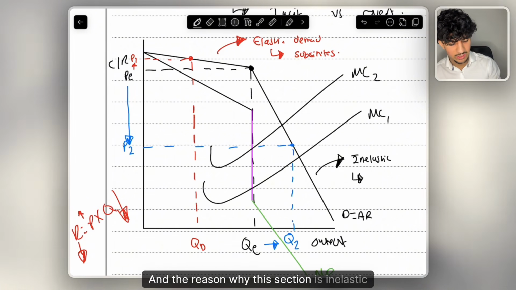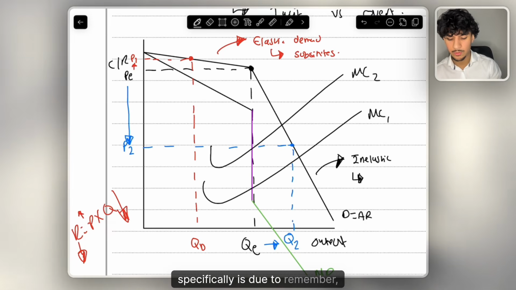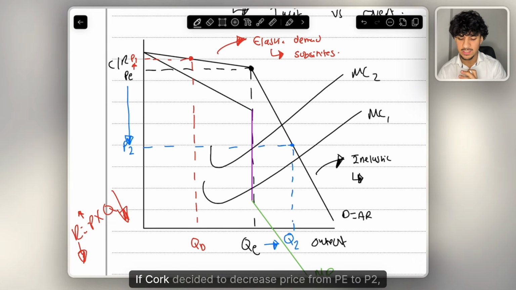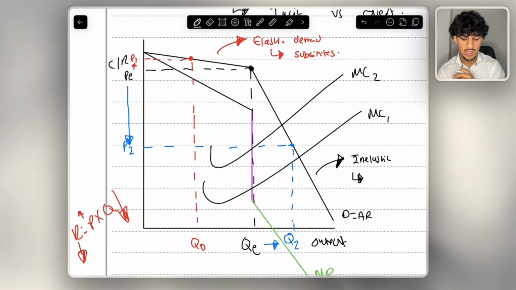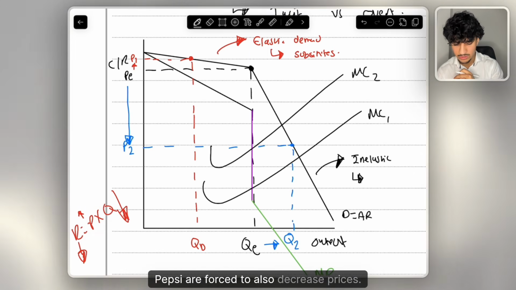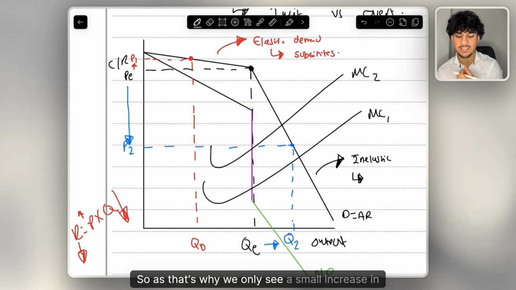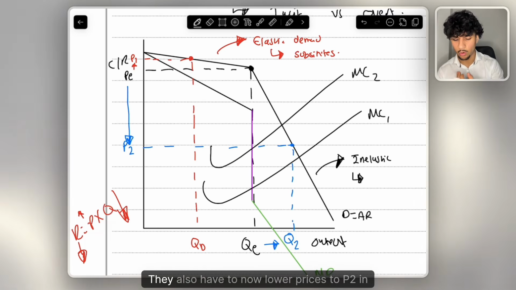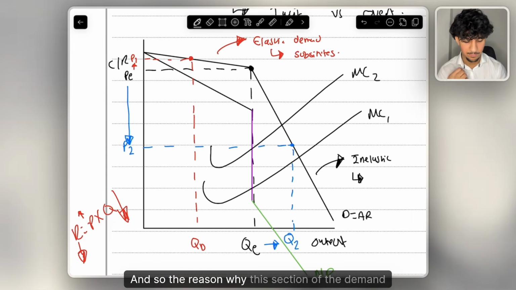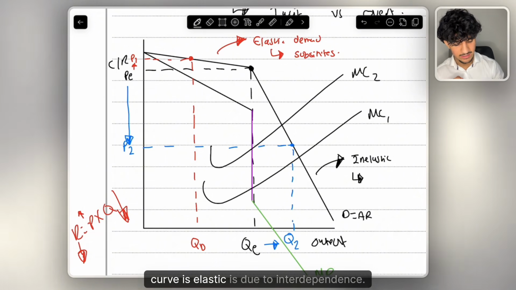And the reason why this section is inelastic specifically is due to, remember, let's think about the game theory matrix and just oligopolies in general. If Coke decide to decrease price from PE to P2, Pepsi are forced to do what? Due to the interdependence, Pepsi are forced to also decrease prices, as that's why we only see a small increase in quantity demanded, as Pepsi are forced to do the exact same thing. They also have to now lower prices to P2 in response to Coke. And so the reason why this section of the demand curve is inelastic is due to interdependence.